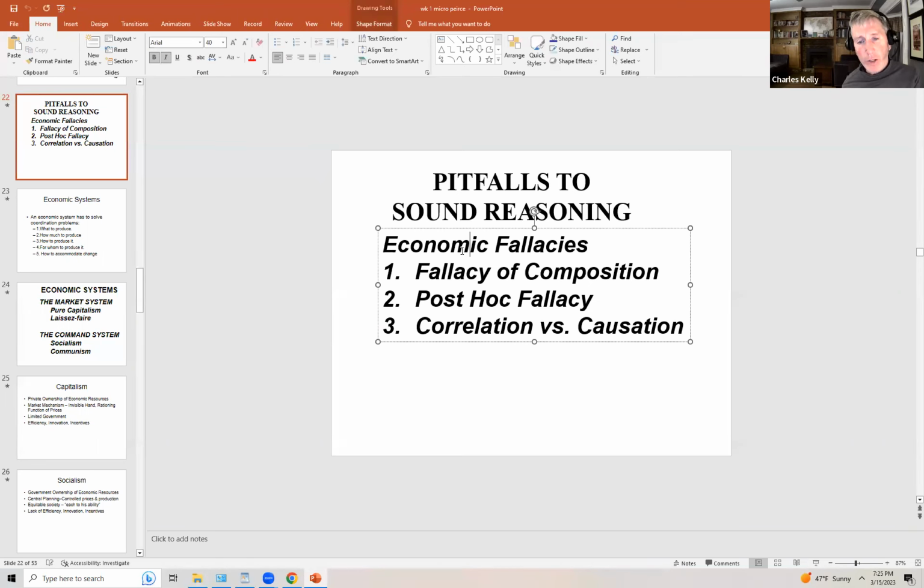Post hoc fallacy, this one's easy. Event A precedes event B, therefore event A caused event B. Let me give you an example of this. When Donald Trump took office, 3 months after he was in office, the economic data came out and suggested that the economy was growing faster. And then he tried to claim that it was his policies that caused economic growth to speed up.